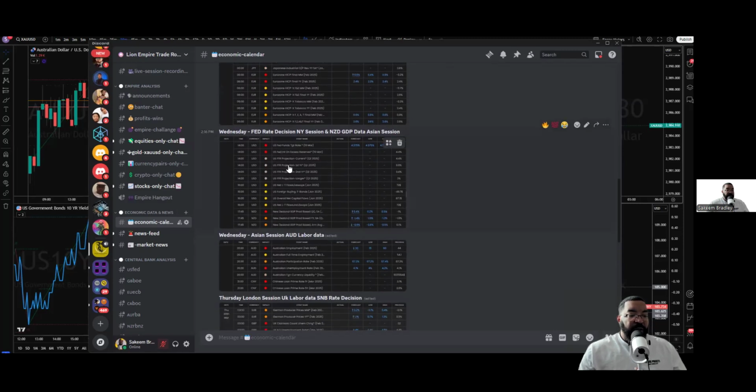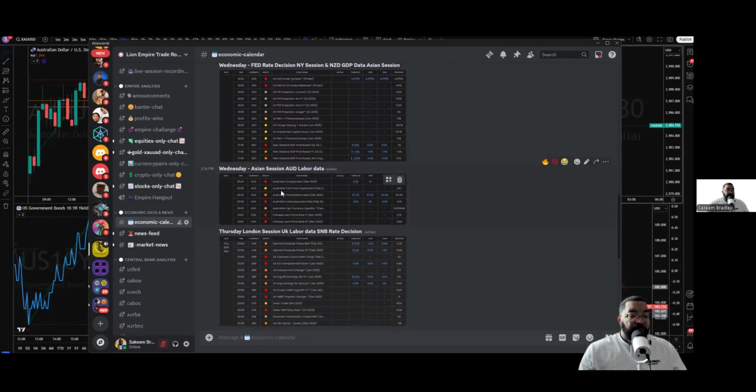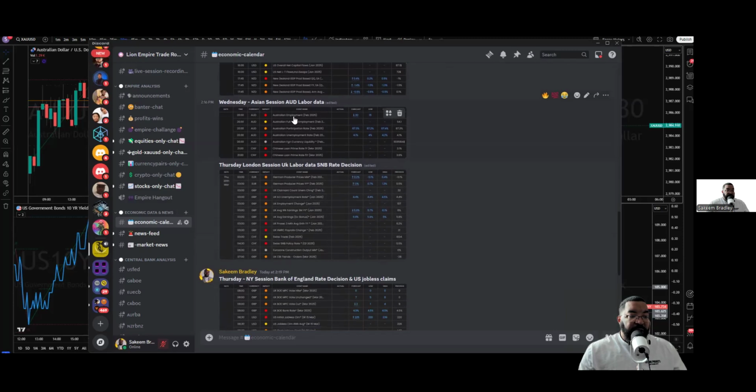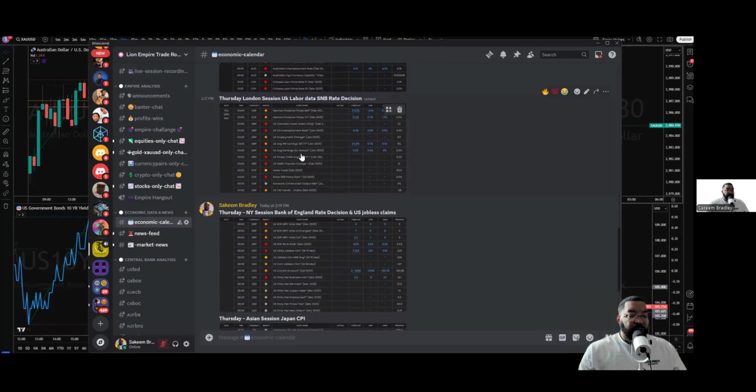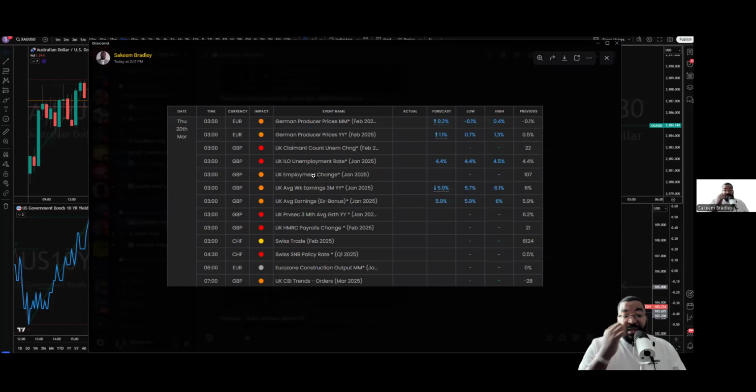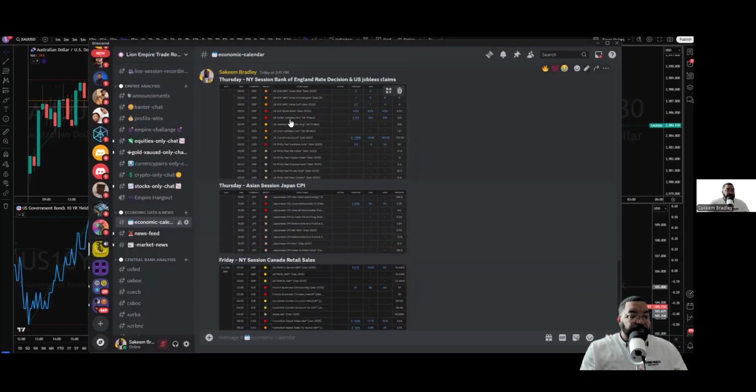Then Wednesday we also got the Fed rate decision, and Australia labor data in the Asian session. Thursday we got UK labor. So when it comes to this print, focusing on earnings is important because earnings is inflationary. That's going to be a big focus, earnings coming out, and obviously the labor data, so we can get something clear.